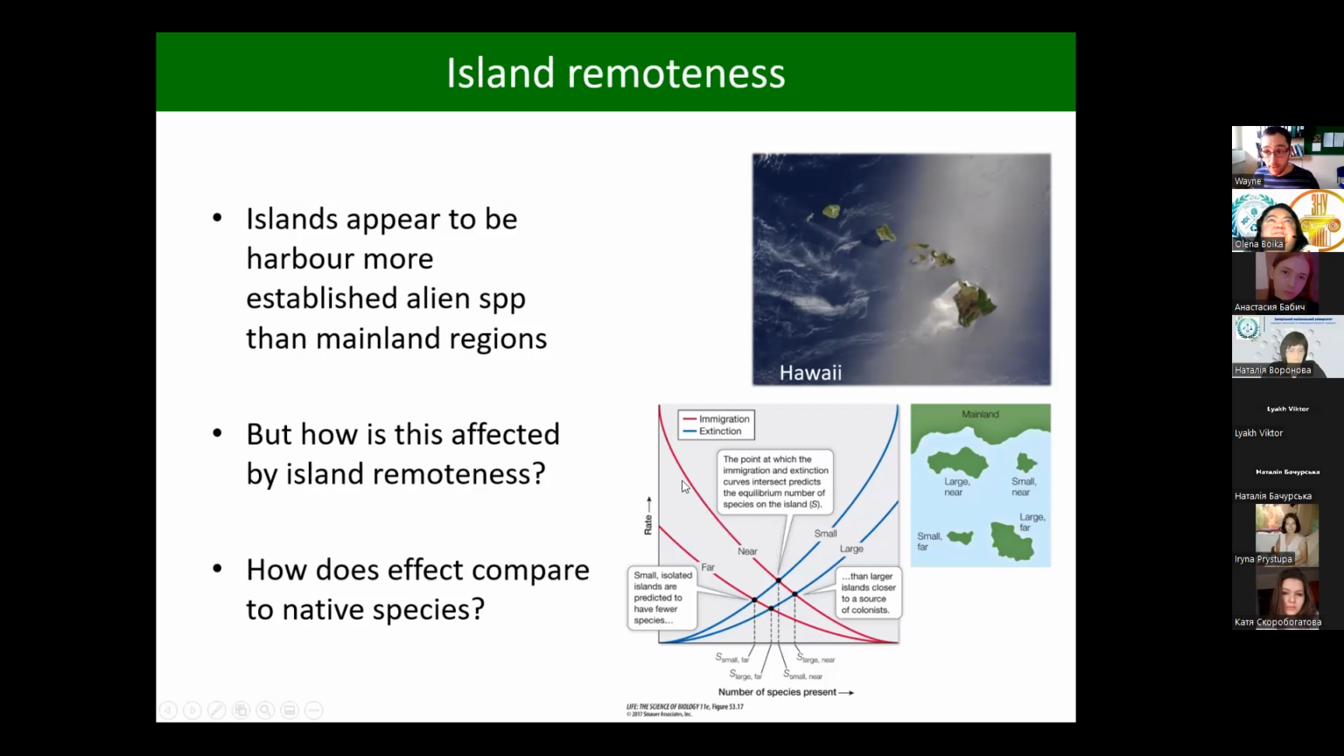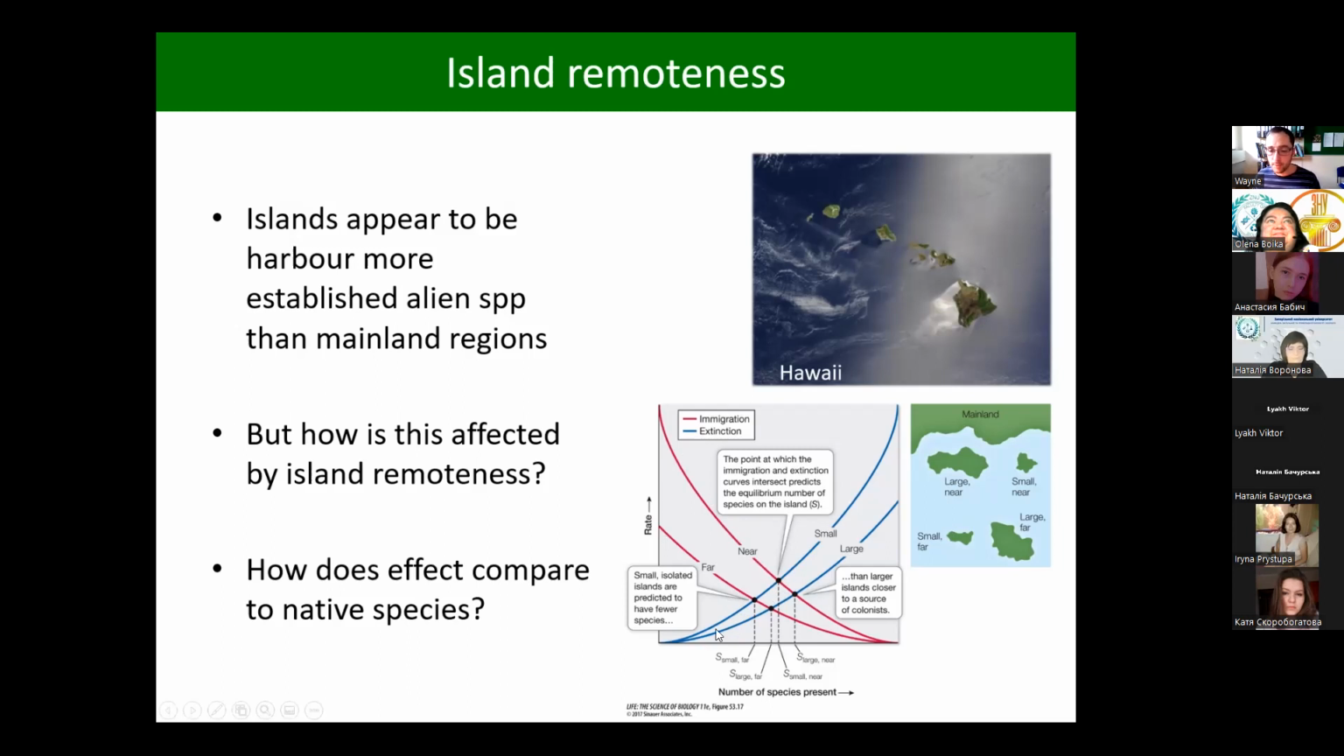The immigration rate is determined by how remote the island is from the mainland, okay? So islands that are near to mainland regions have a higher immigration rate. More species are dispersing and getting to those islands than for islands that are further away, okay? The immigration rate is lower for more remote islands.